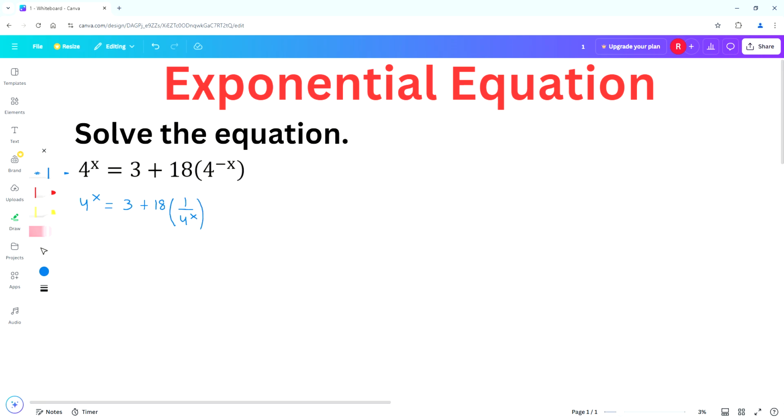Next we should do substitution for 4 to the power x. Let 4 to the power x be equal to y. We should replace 4 to the power x with y in this equation. We can get rid of the y in the denominator by multiplying each term in this equation by y.